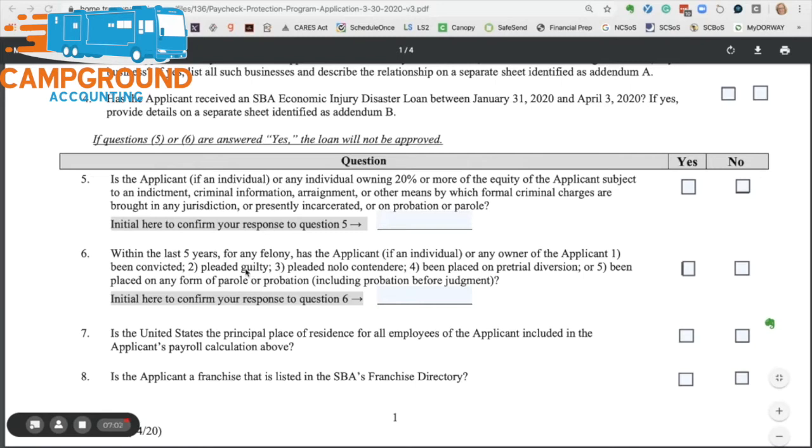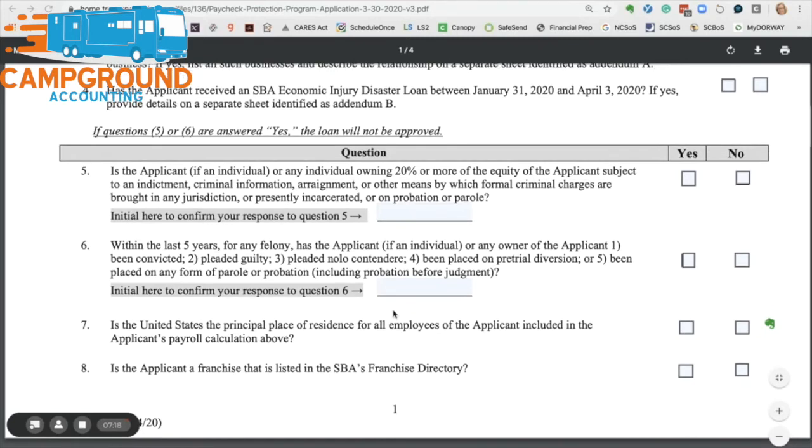In number 6, if you were in the past 5 years, had any felonies or convicted of some things, please read that question, answer that appropriately. Again, initial it, both 5 and 6. We don't want your application to be denied because you forgot to put your initials.